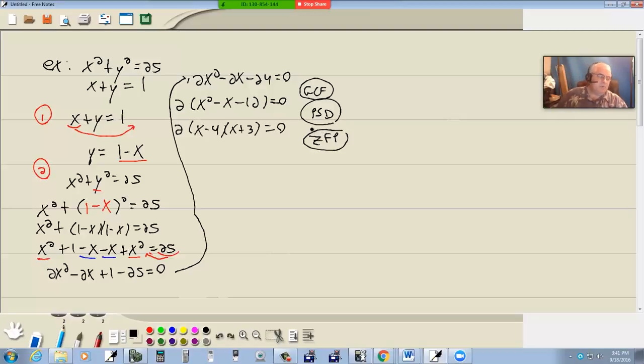Now zero factor property. You get 0 on one side and you factor the other side. You set each factor equal to 0. Now you don't need to worry about setting a number equal to 0. So all we're going to set equal to 0 is the x minus 4 and the x plus 3. And that gives us x equals 4 and x is equal to negative 3.